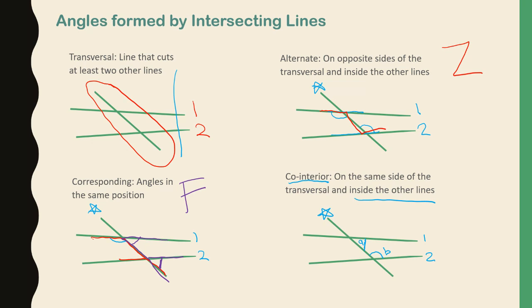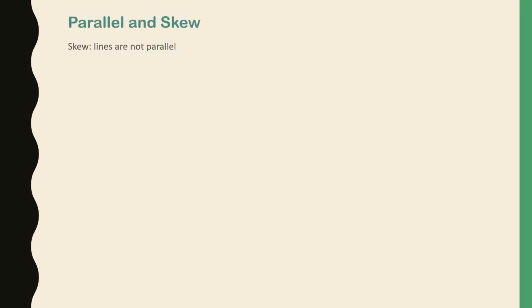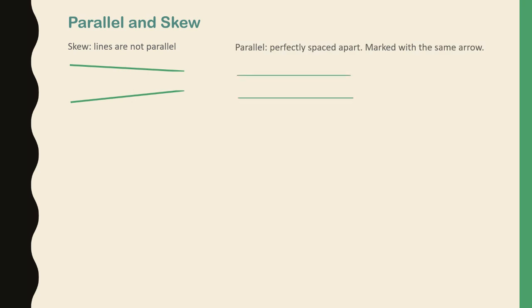Co-interior. Okay. Another example would be this angle here, C, and this angle here, D. They're on the same side of the transversal and inside both of the lines. And you can see that the shape that they make is a C, or you can think of it as a U. All right, skewed lines are lines that are not parallel. Parallel lines are perfectly spaced apart and they're marked by the same arrow. You could have another set of parallel lines, and again, they're marked with the same arrow, but 2 this time.